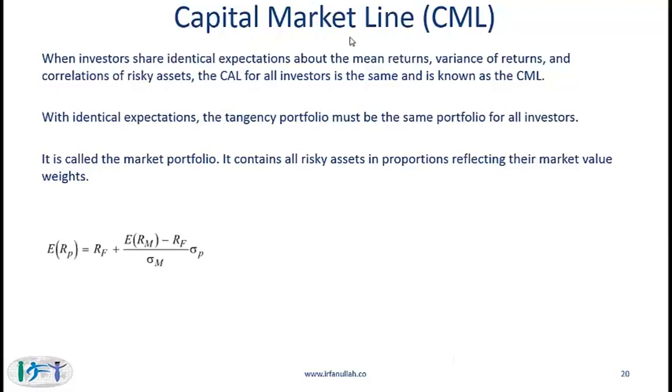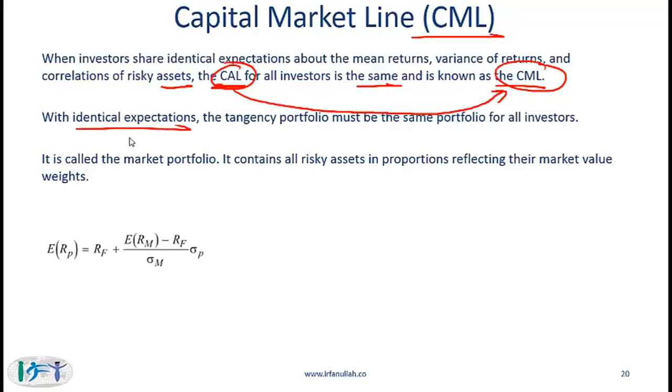We'll now talk about the capital market line, or the CML. When investors share identical expectations about the mean returns, variance of returns, and correlations of risky assets, the CAL for all investors is the same, and this is known as the CML. A phrase that you might recall from level 1 is that the CML is a special case of the CAL when the expectations are the same. Expectations about returns, variances, correlations, when they are the same, then the CAL is the CML.